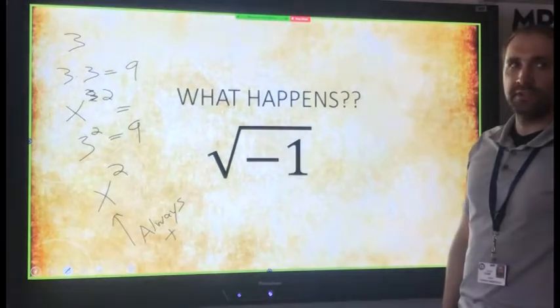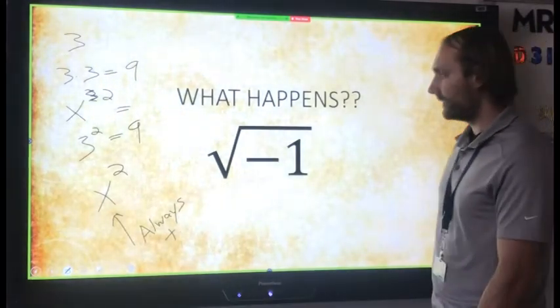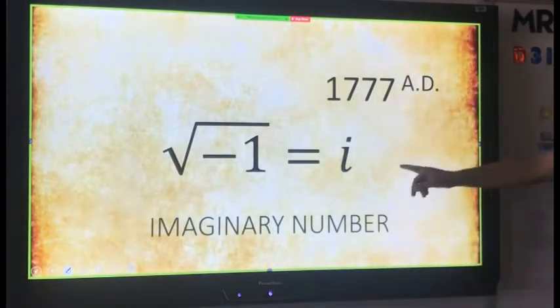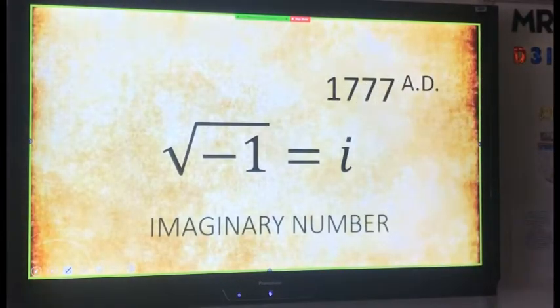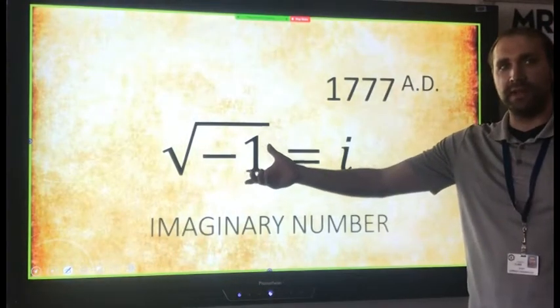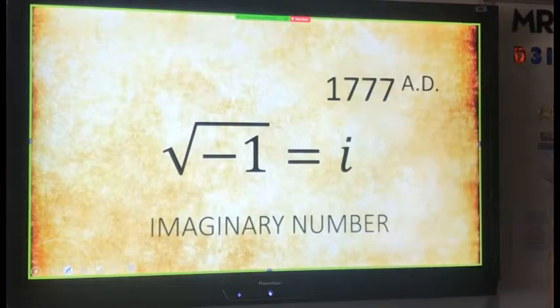But mathematicians don't like to be told no. So what they did was they took the square root of -1 and called it something. They called it i. It's complicated because they ask these questions. Well, I want to work with the square root of a -1. What happens? That was 1777. So not even 300 years ago.